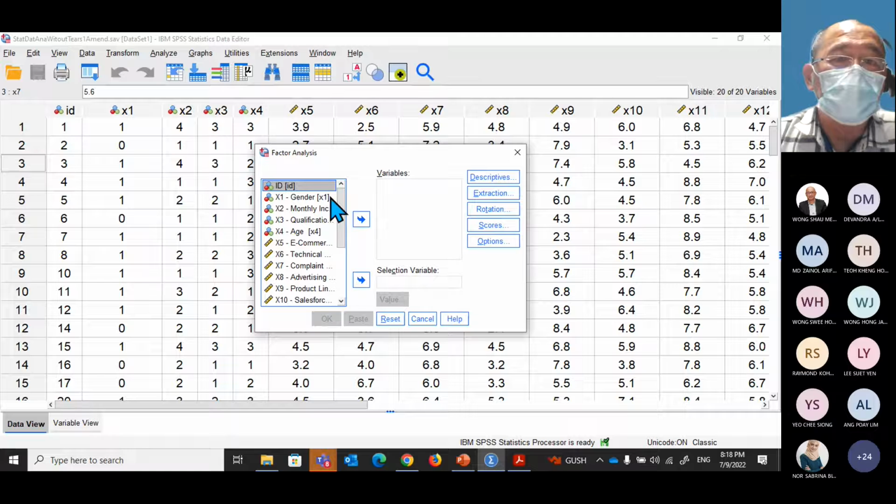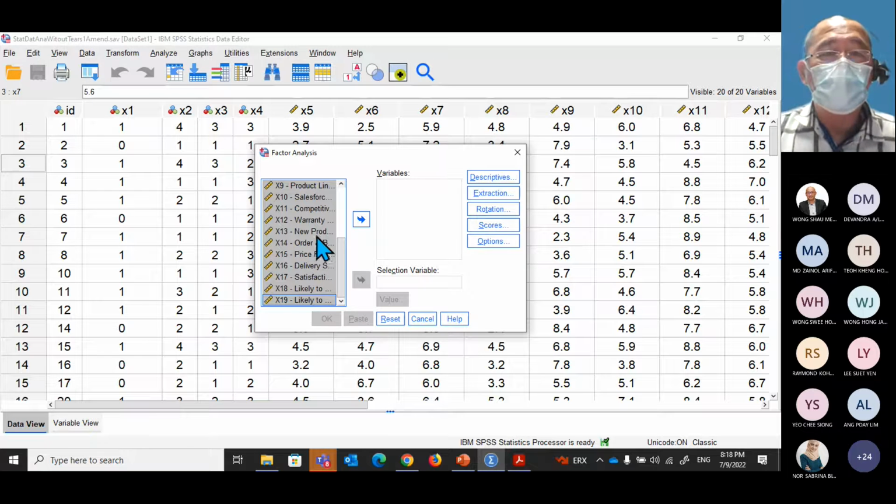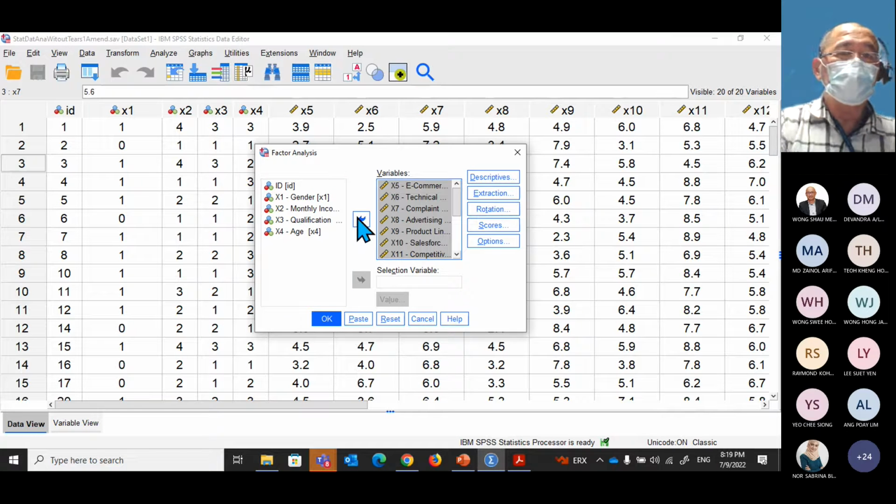Okay. So with this, you can move them one by one, but if you want it fast, you can use shift, and then the arrow down. You will highlight all the metric variables, and use this button to put in all the variables. Okay. That is already highlighted.